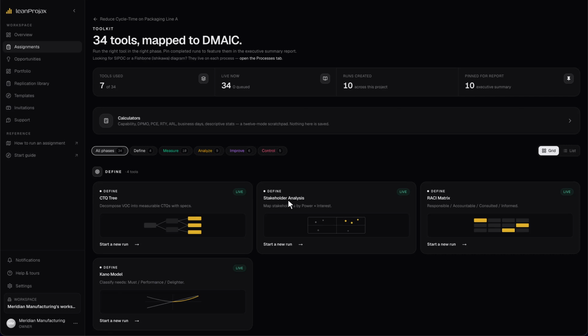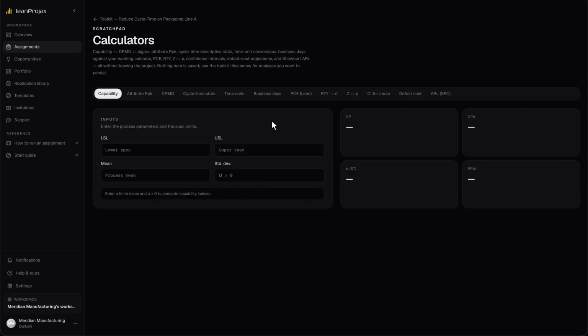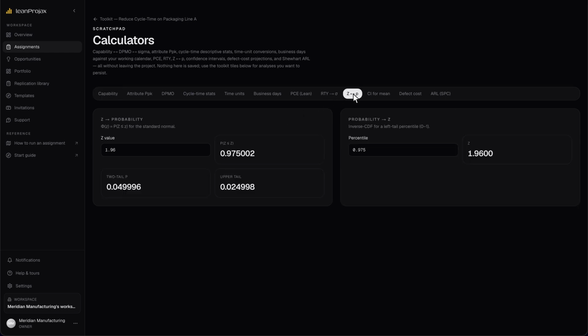Let's put the normal to work. I'll use the LeanProjax platform. From the toolkit, I open the calculators page, a scratch pad of exam-style calculators, and pick Z to P. Suppose our spec limit sits 1.5 standard deviations above the mean, type 1.5. The calculator reads the standard normal. 93.3% of parts fall below that limit, and the upper tail says 6.7% exceed it.